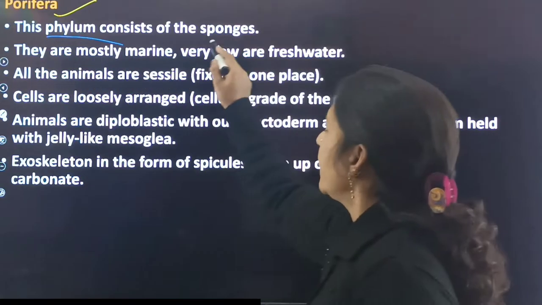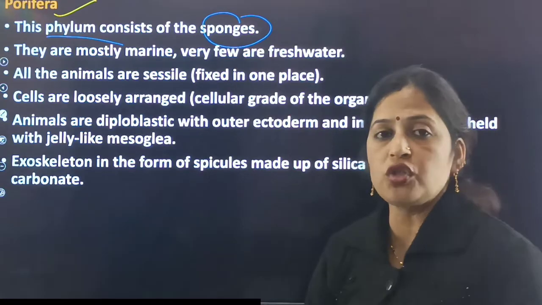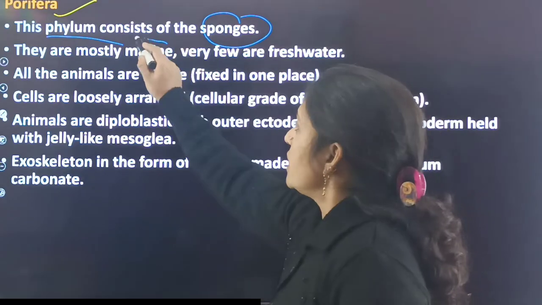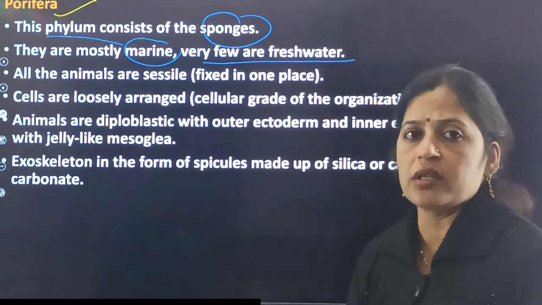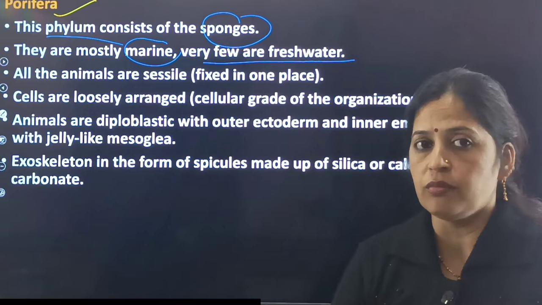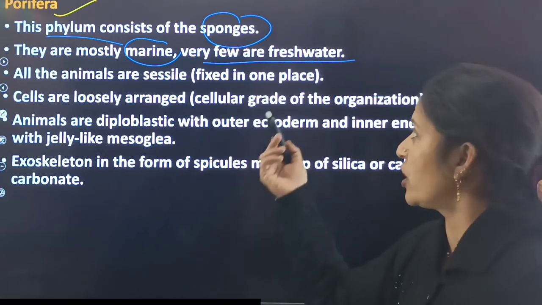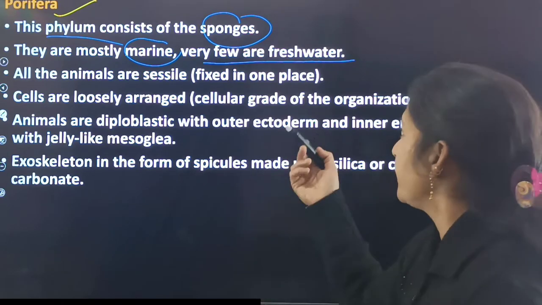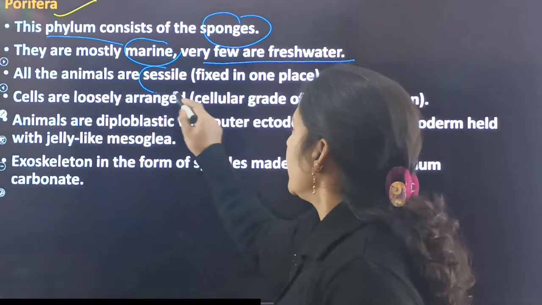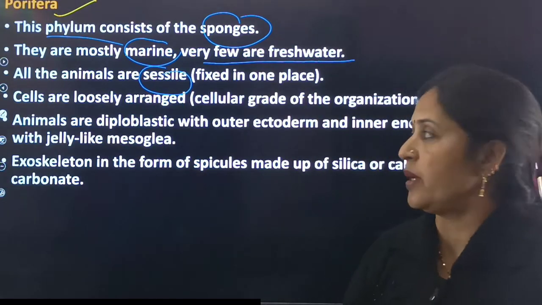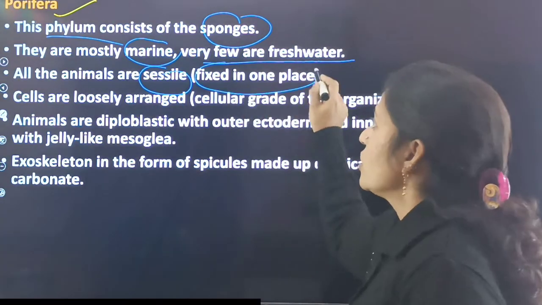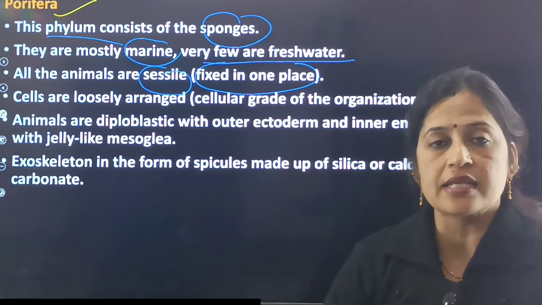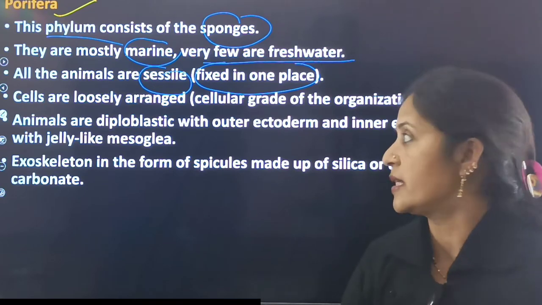This phylum Porifera consists of the sponges. All the sponges fall under the phylum Porifera. They are mostly marine; the majority of them are marine, and only a few are freshwater. All the animals are sessile. Sessile means they are fixed in one place.